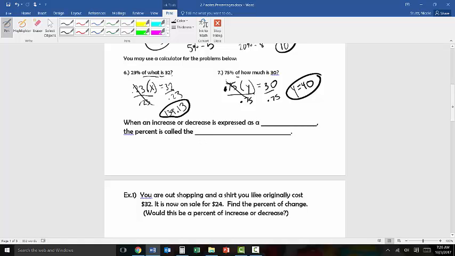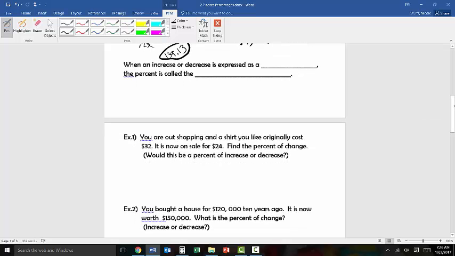So that's how we calculate percentages. We're going to talk about what happens when the price of an object increases or decreases. Okay, so if you have an increase and decrease in something, and it's expressed as a percentage. So let's say you get a 20% raise at work. That percent is called the percent of change.